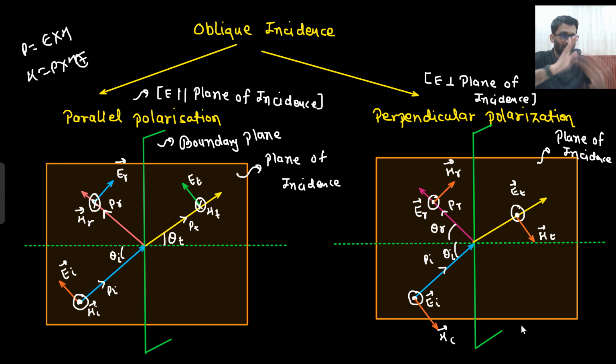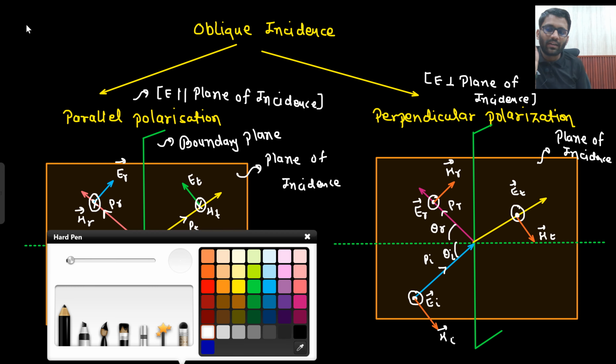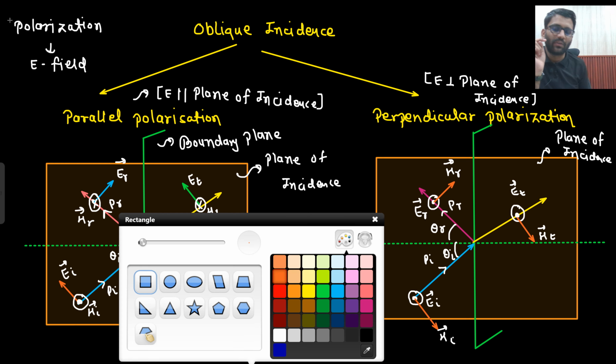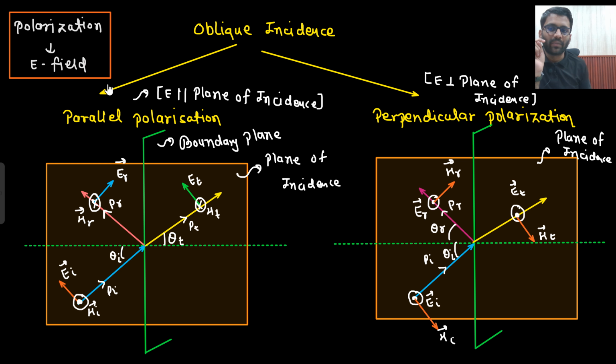I can say otherwise as well. I will remember for electric field only. One thing I will tell you, that whenever the word polarization comes, you always need to think about E field. Polarization is always defined with respect to electric field only. It is not defined with respect to magnetic field.